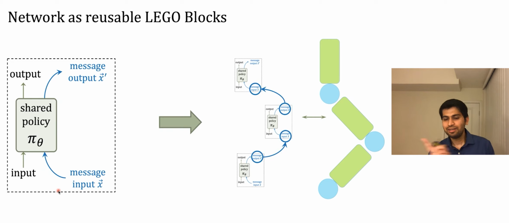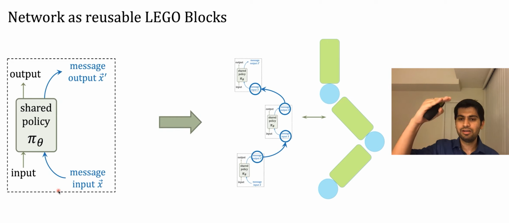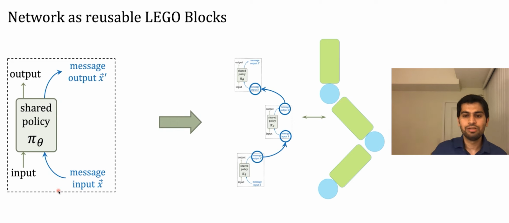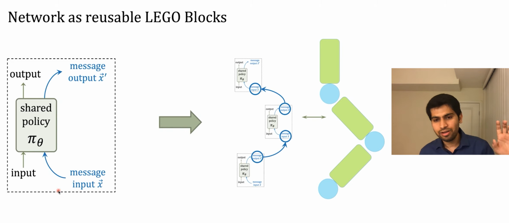I can just connect these 3 policies via these message vectors because they live in the same dimension. And now this shared graph network is my policy for this new agent. So this is different from graph network in the sense that I'm using the same policy everywhere, and they are just communicating via messages. There is no other aggregation function on top of these modules.